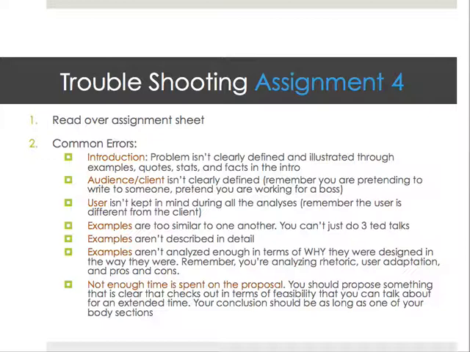Another error is that the user isn't kept in mind during all the analysis. So remember, as you're discussing the flaws and why they need to be corrected, you are always going to be talking about it in terms of the user and how it is interfering with the user's ability to navigate the website. Also, the examples are too similar to one another, the examples aren't described in detail, and examples aren't analyzed enough in terms of why they are designed in the way they were. So remember, you're analyzing rhetoric, user adaptation, and the pros and cons. And then there's not enough time spent on the proposal. So you should propose something that is clear and checks in terms of feasibility that you can talk about.